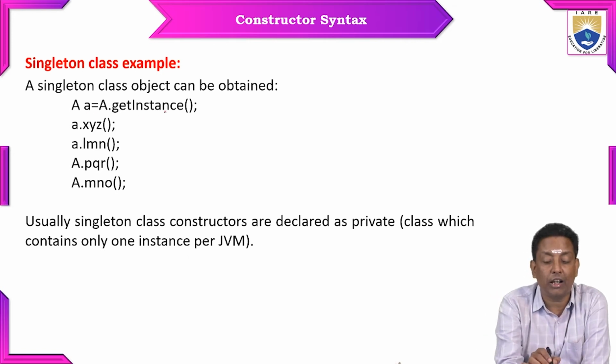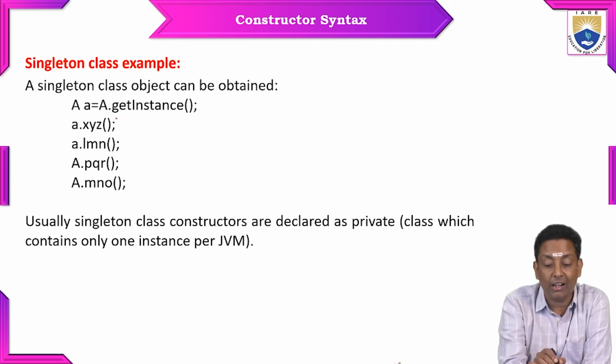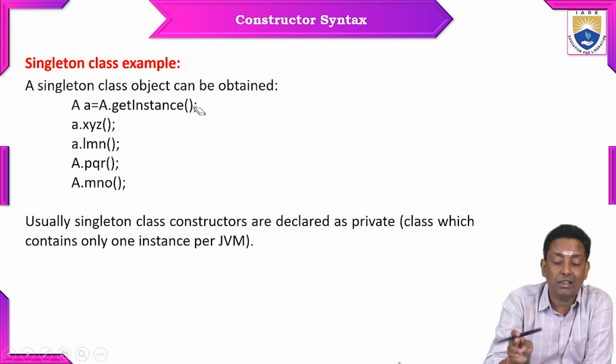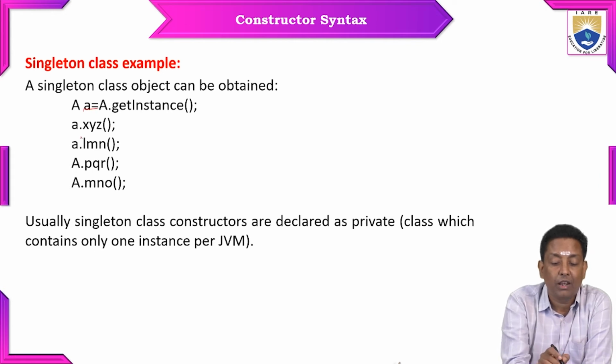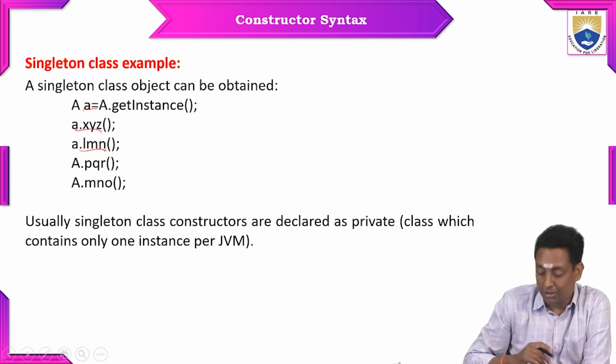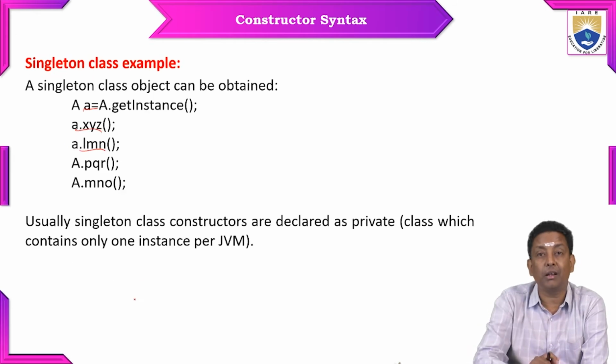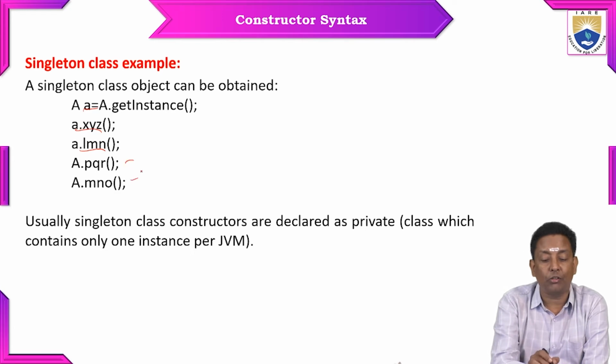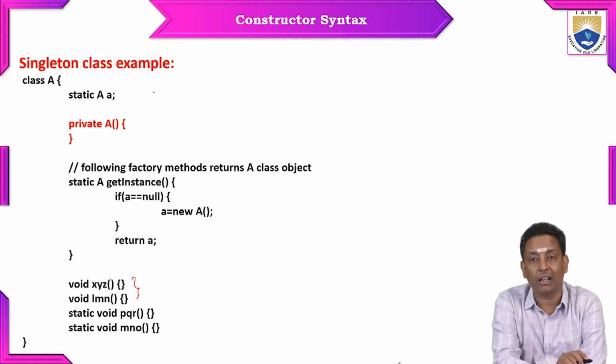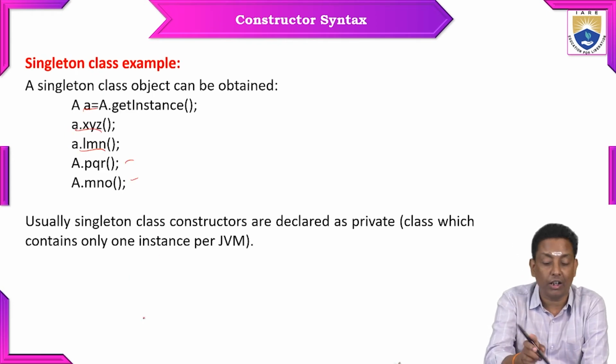A is equal to A.getInstance. In the A class, we are calling static methods. Static methods can be called directly with the class name dot method name. A.getInstance returns an A class object. A.xyz and A.element we are calling on that object because they are instance methods. And the remaining two, PQR and MNO methods, we are calling with the class name dot method name because they are static.